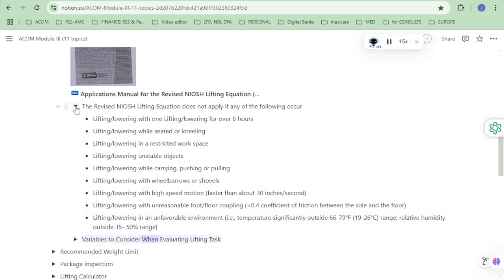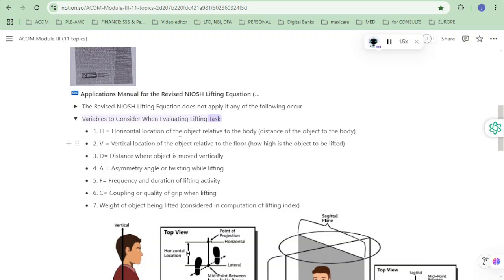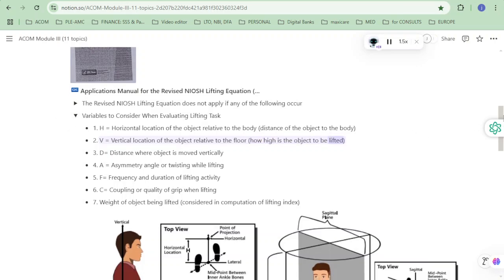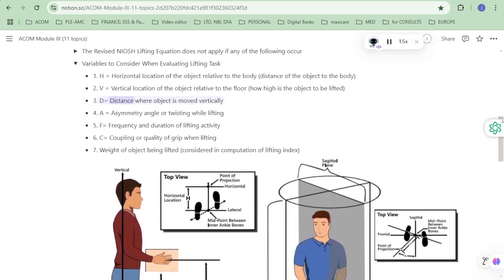Variables to consider when evaluating a lifting task. 1. H equals horizontal location of the object relative to the body, the distance of the object to the body. 2. V equals vertical location of the object relative to the floor, how high is the object to be lifted? 3. D equals distance where the object is moved vertically.